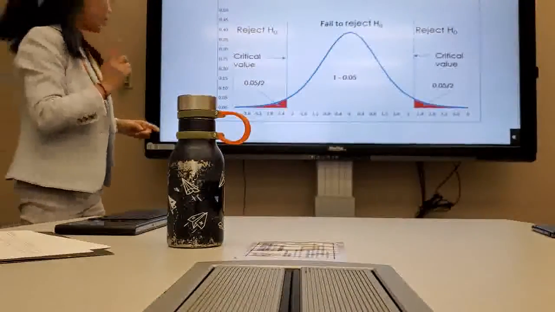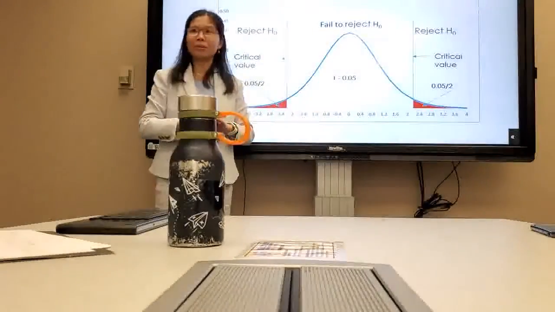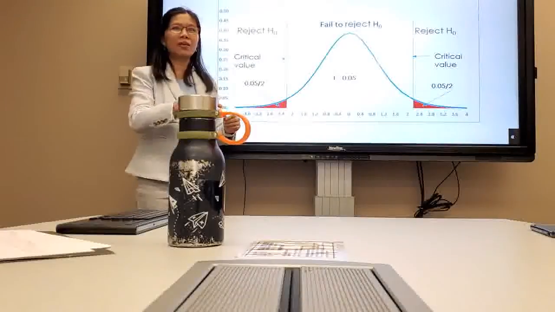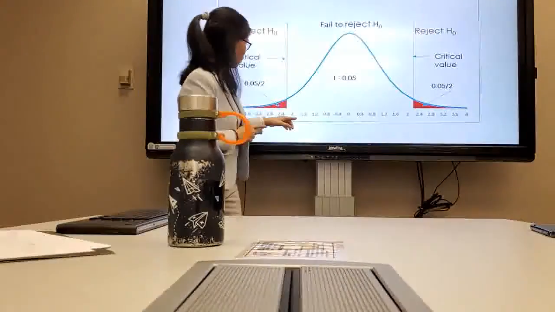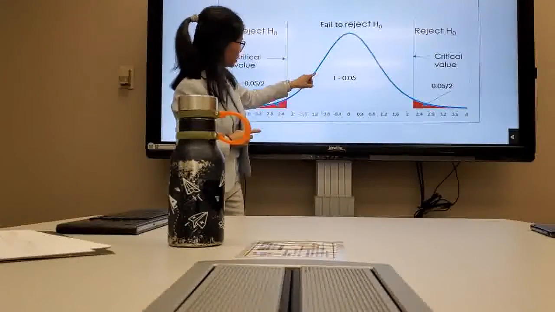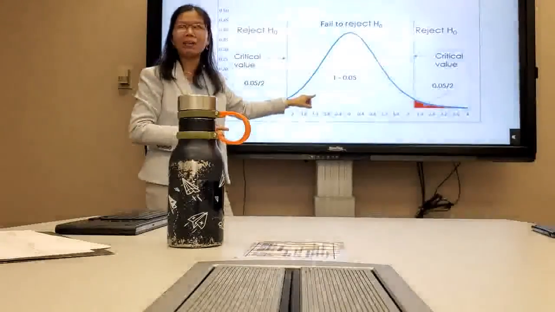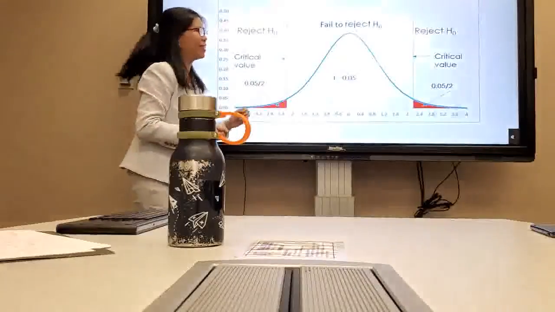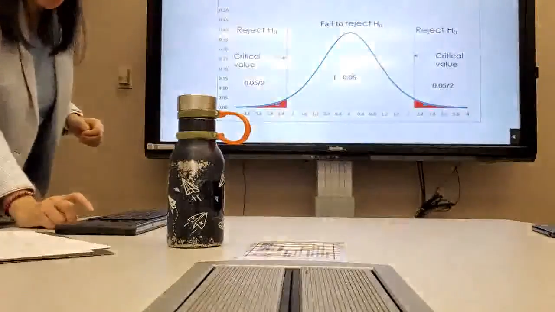And remember the obtained t-value we calculated earlier. So yes, this negative one should be someplace here. So what should be our conclusion about this?